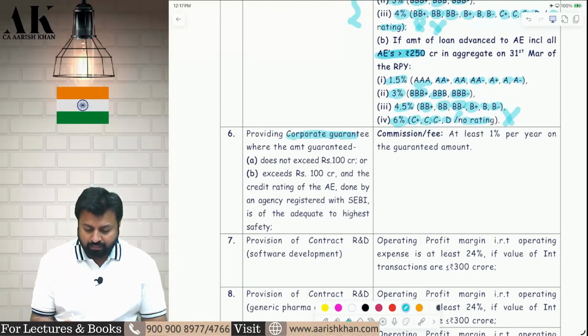Now, providing corporate guarantee where the amount guaranteed does not exceed 100 crores.